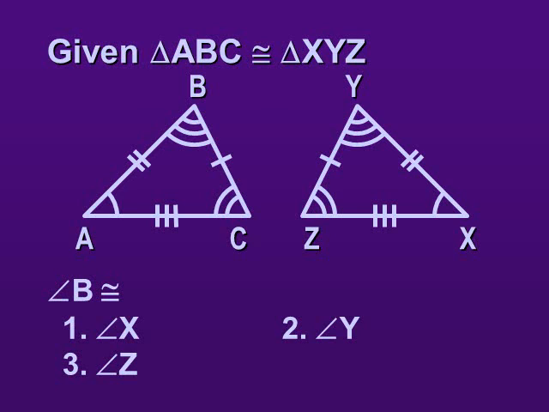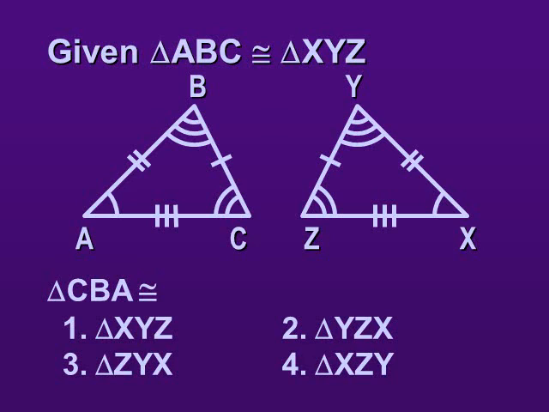Same thing with this one. Angle B is going to be congruent to which thing? 1, 2, or 3? If you said 2, you are correct. Angle Y is the middle angle in our labeling, just like B is the middle angle in our labeling.